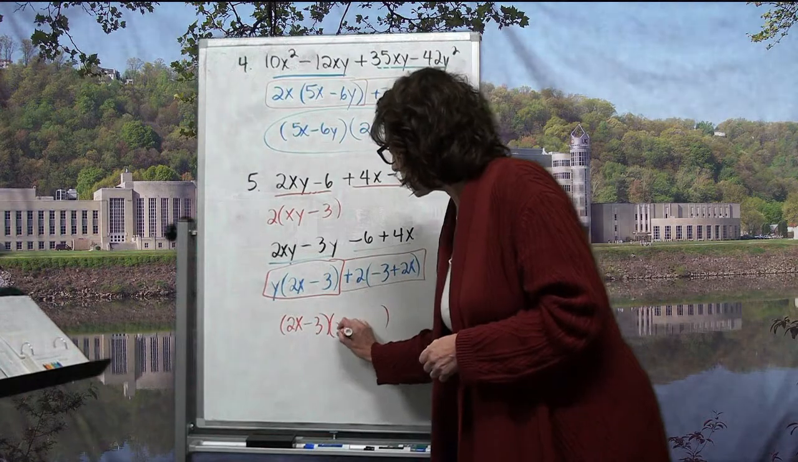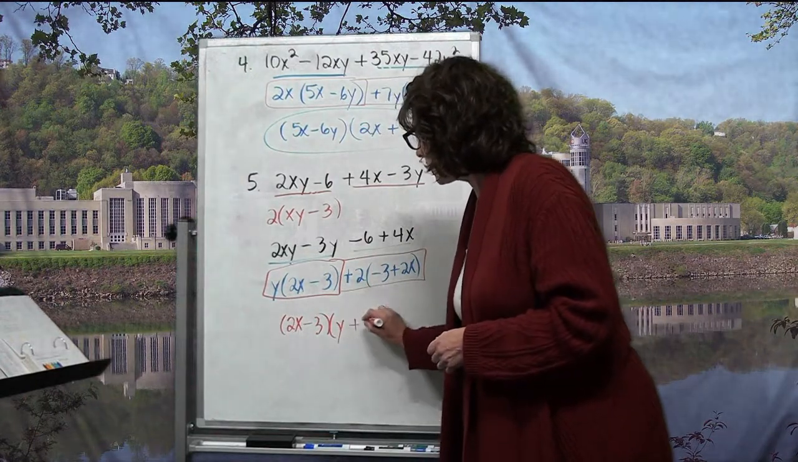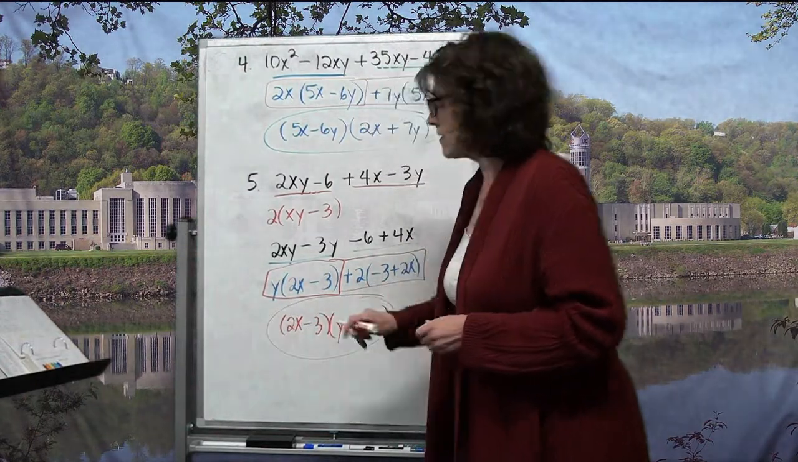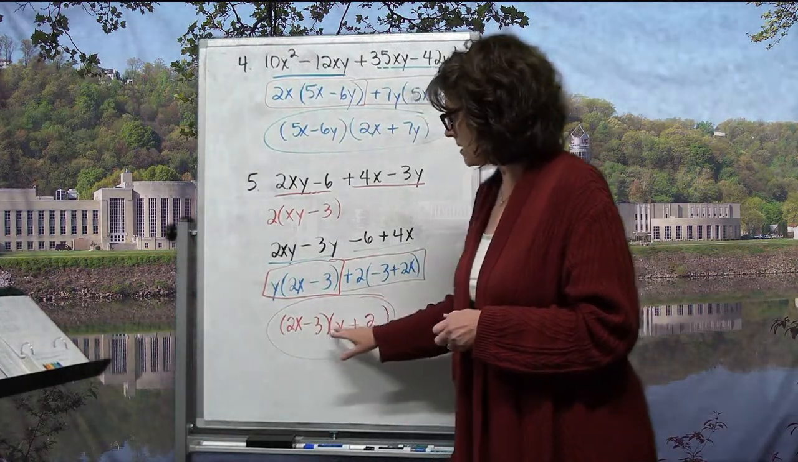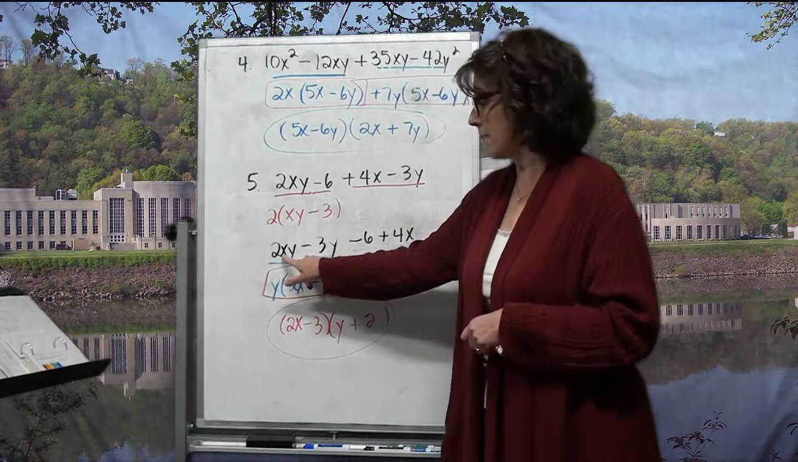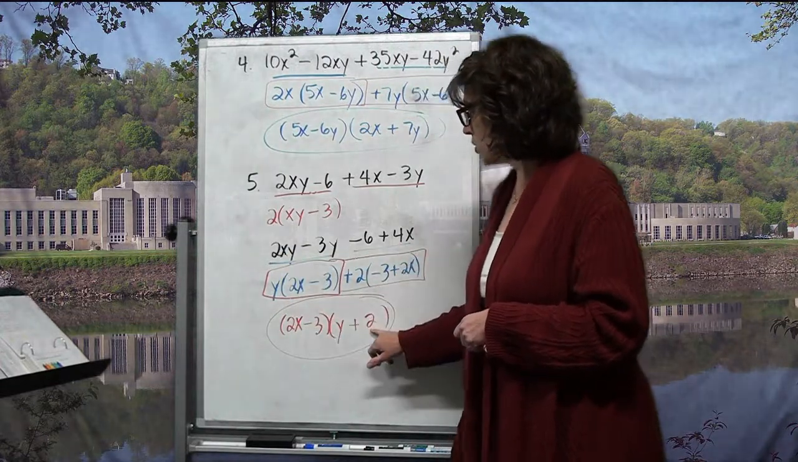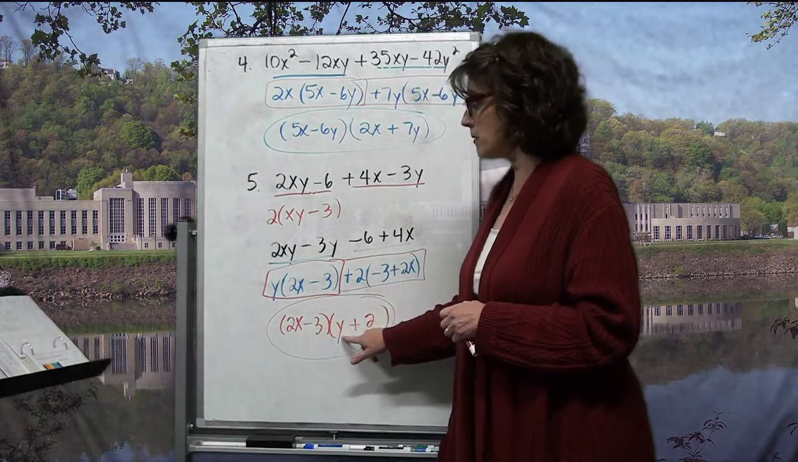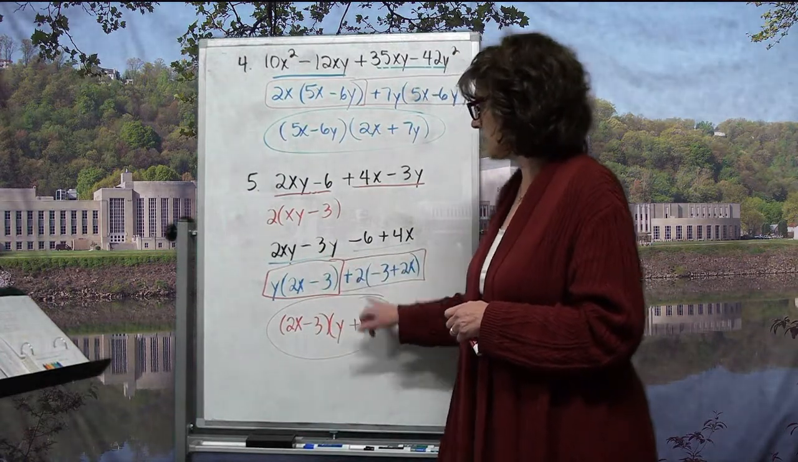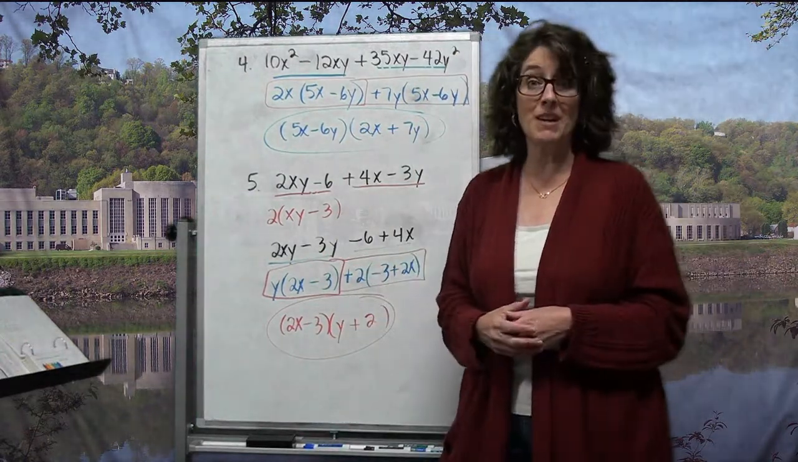Take it out of here, I'm left with y. Take it out of here, I'm left with 2. And there it is in factored form. Notice that when I distribute, 2x times y is a 2xy. Bam, there it is. 2x times 2 is a 4x. Bam, there it is. Negative 3 times y is a negative 3y, and negative 3 times 2 is a negative 6. Gets me back to the beginning.